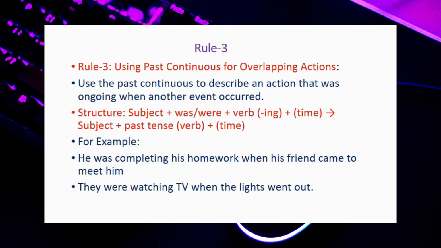For example, he was completing his homework when his friend came to meet him. So completion of the homework and coming of the friend, both the events occurred in the past. But when his friend came, he was busy doing his homework. So that was an ongoing process. That's why we have used past continuous form of the verb. He was completing his homework when his friend came to meet him. Similarly, they were watching TV when the lights went out.